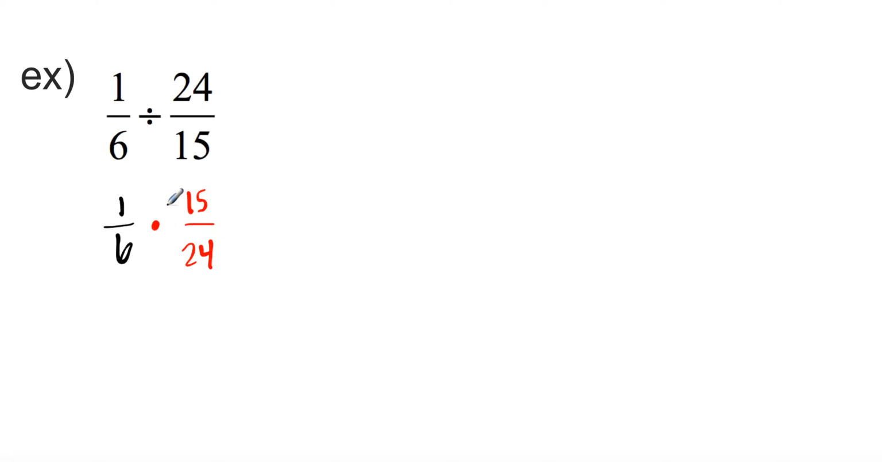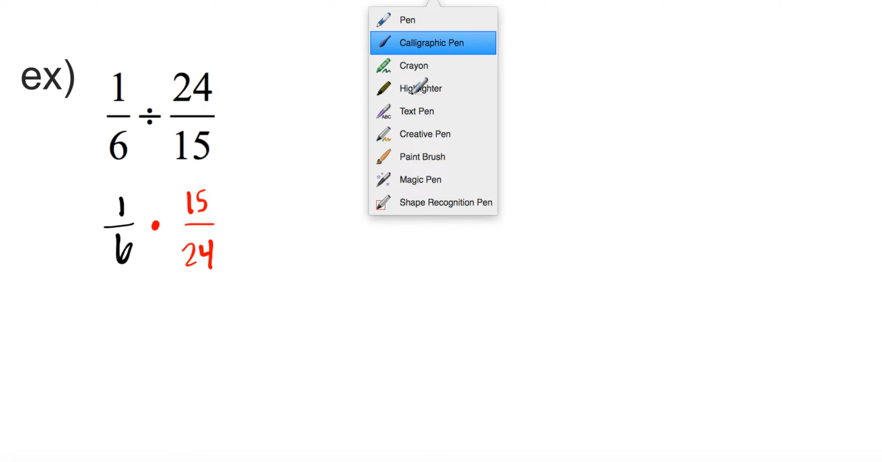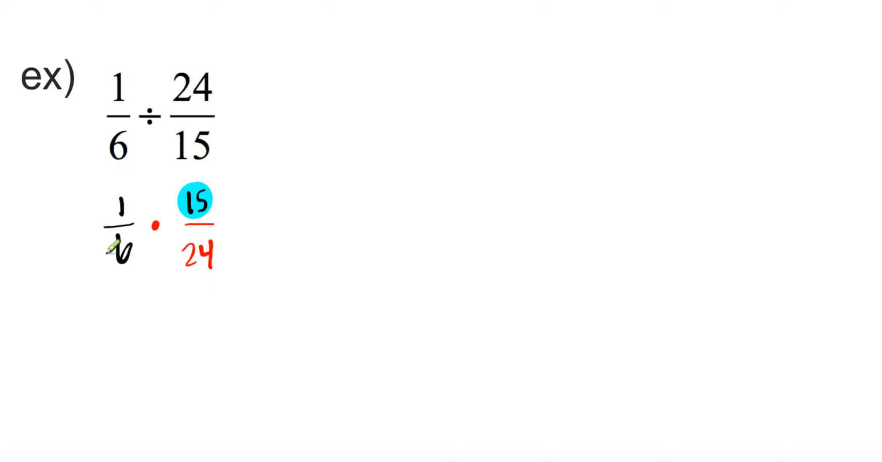Now I can compare my numerators with my denominators and see if they have any common factors. And I see that 15 and 6 have a common factor of 3. I know that 3 goes into 15 5 times, and 3 goes into 6 2 times. Then we can multiply. 1 times 5 is 5, over 2 times 24 is 48.